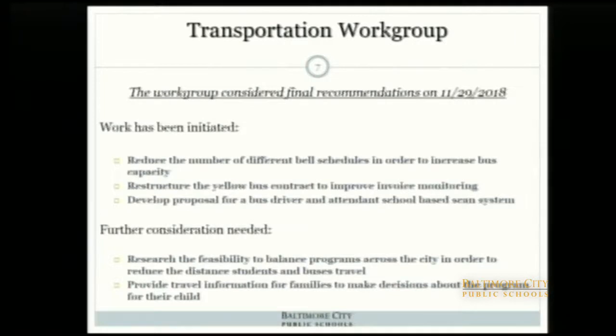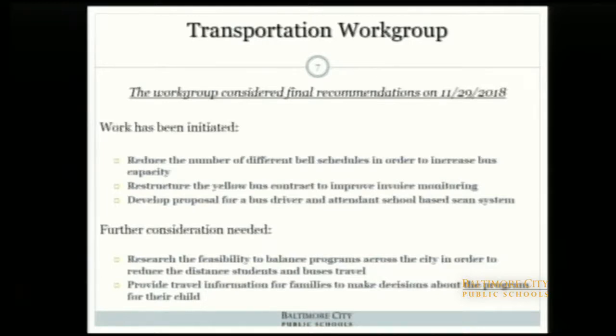Things for further consideration, recommendations: a lot of transportation is where does the student live, and what drives the miles and the cost is where the student lives and where they go to school. The work group thinks it would be a good idea to dig into how our programs are distributed across the city and what the implications are for transportation, and if any adjustments can be done to reduce that travel time and distance for our students.